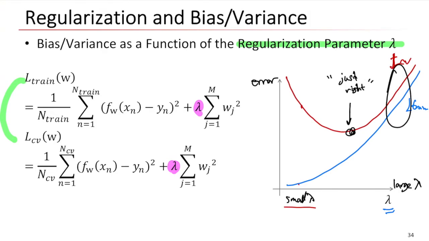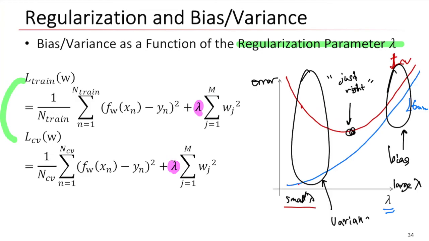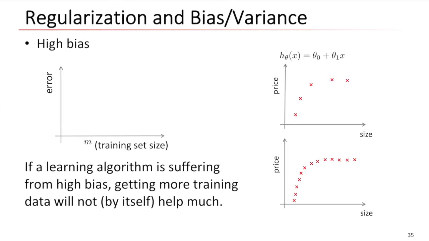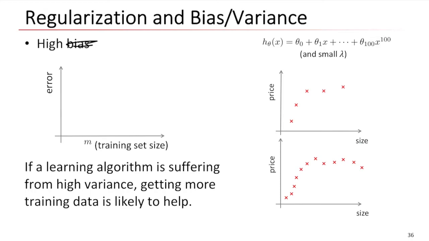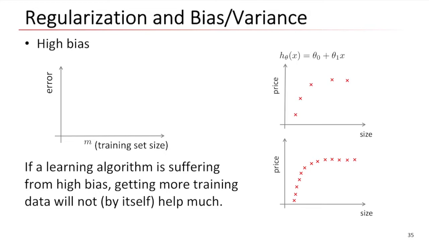And in this case, this is the bias, and this is the variance case. So as we vary the regularization parameter lambda, there exists the bias problem or the variance problem. Okay, so the last one is high bias and high variance.